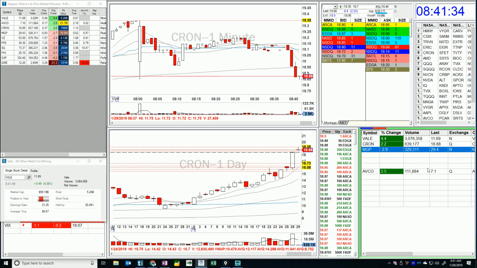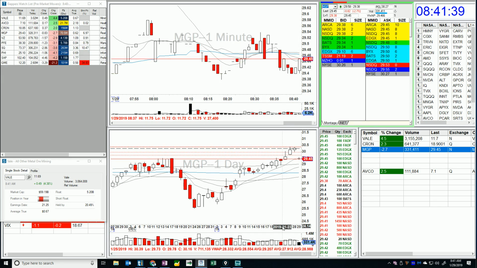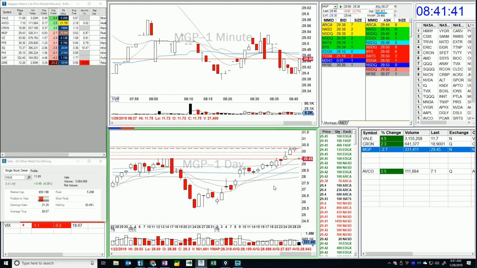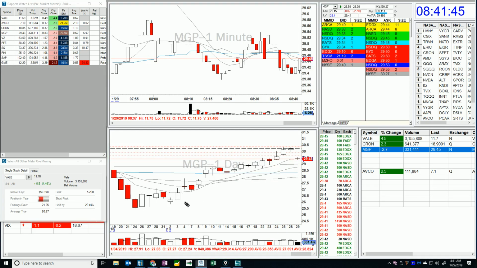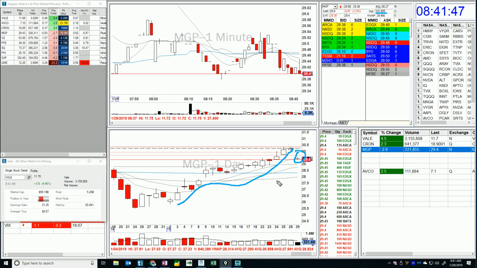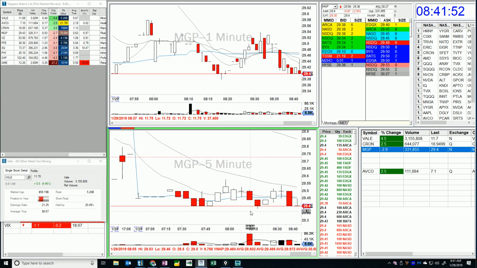MGP. Let's see what we have here. All right, so MGP, 331,000 shares traded so far, down 2.7. Daily chart looks nice. You have this kind of trend here. Now something broke out and we're gapping down 3%. So this looks good. Let's see the pre-market action.